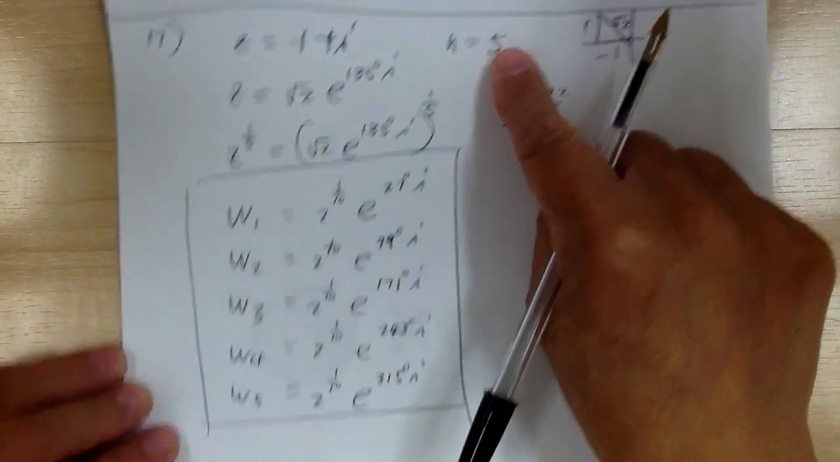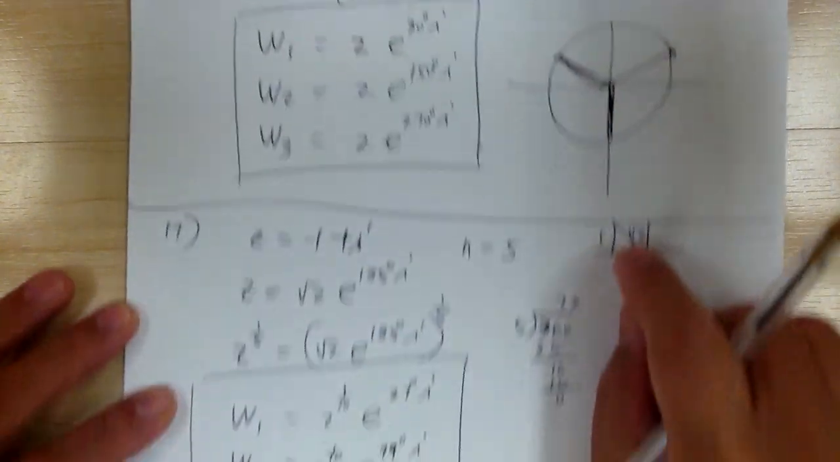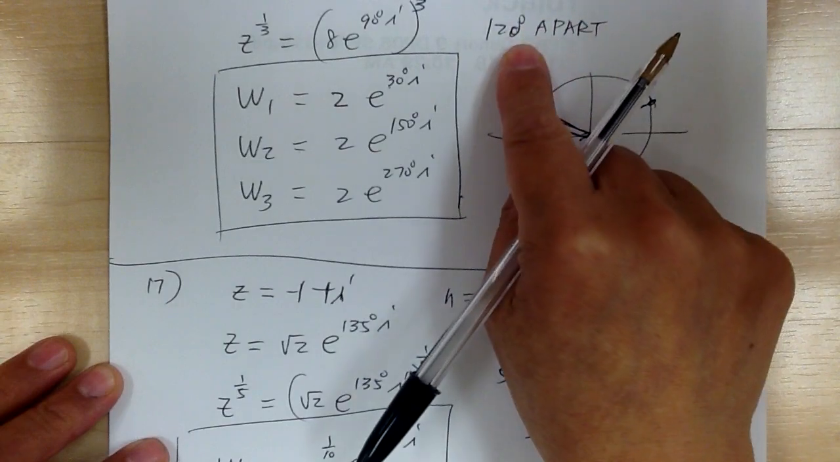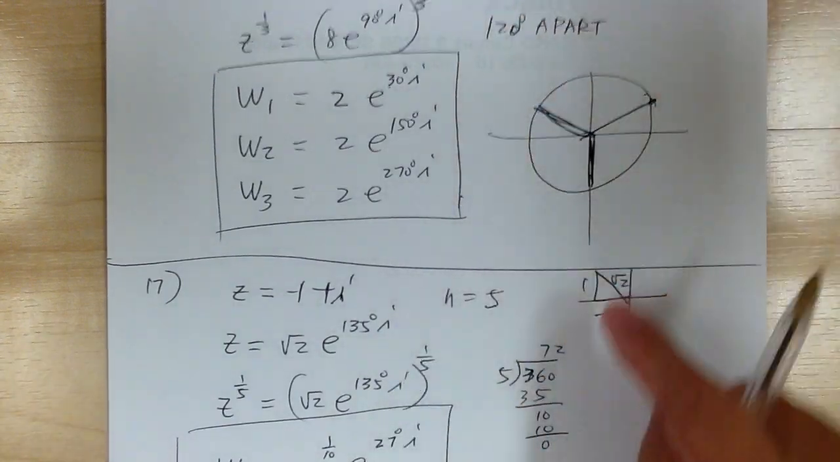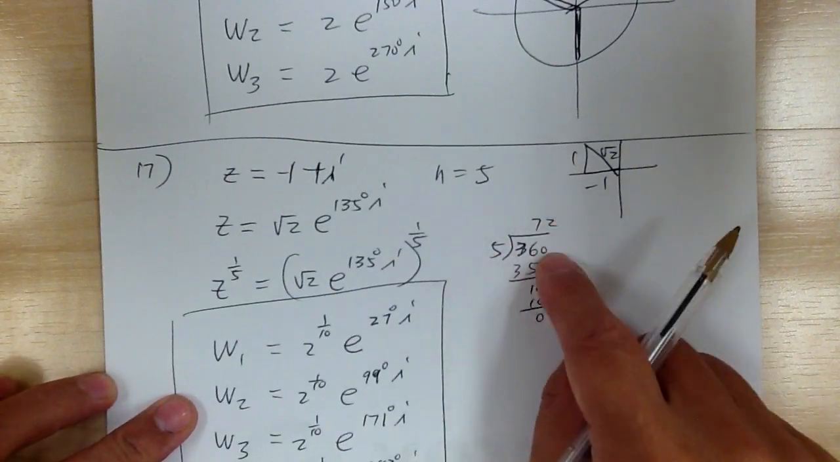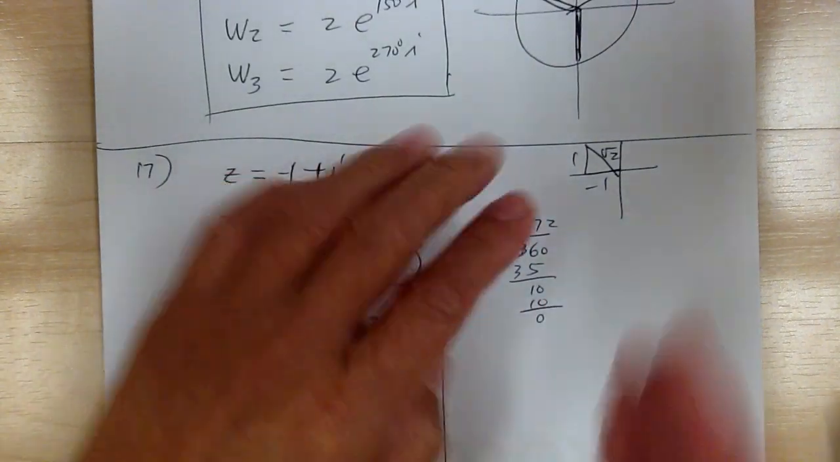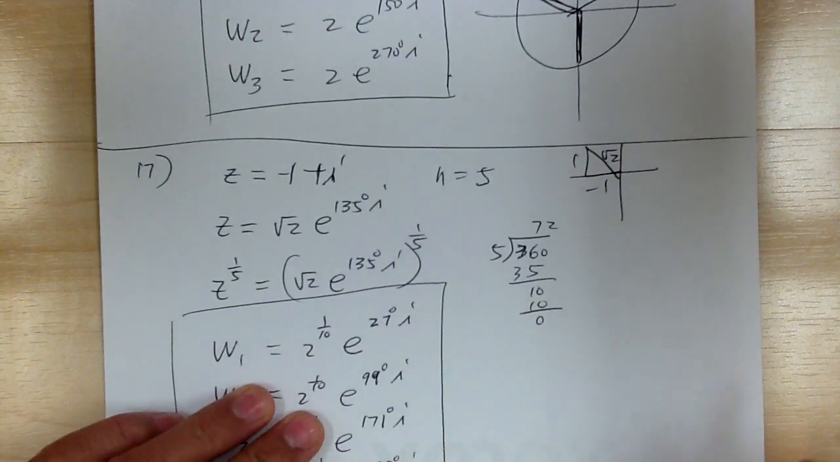So again, when n equal to 5, you're going to get 5 answers. When n equal to 3, you're going to get 3 answers. And you have to figure out how many degrees apart. So you just divide 360 by 3, you get 120. 360 divided by 5, you get 72. So this is how far apart each one is.